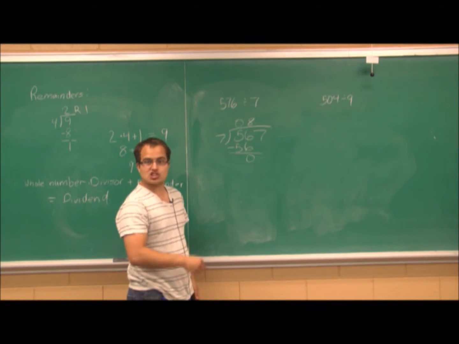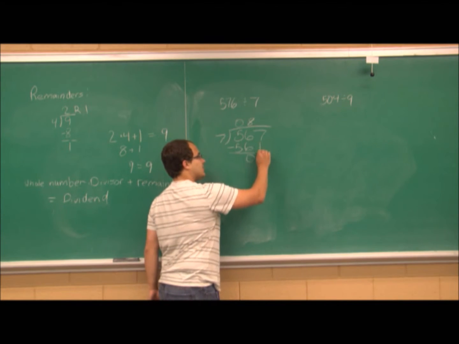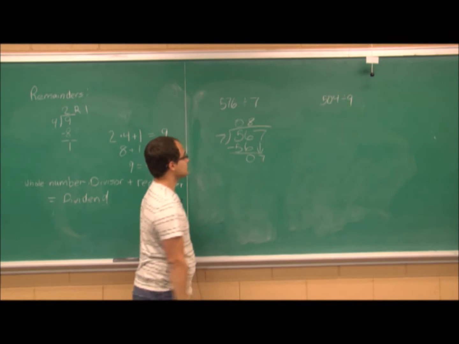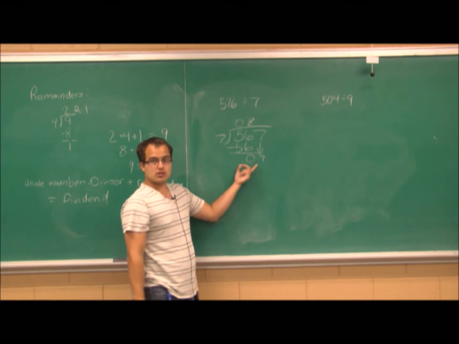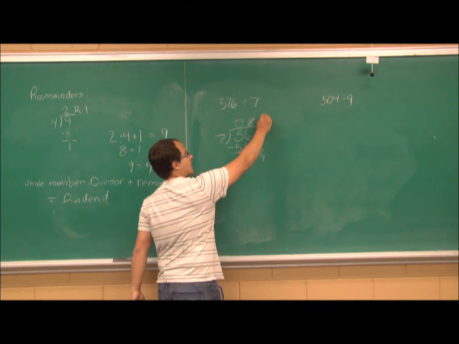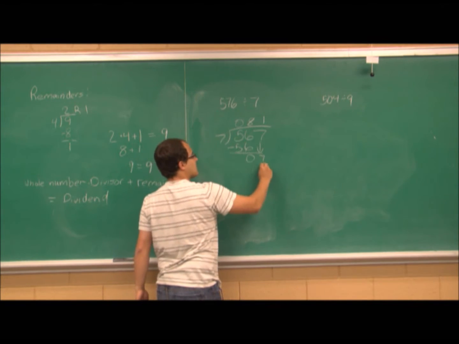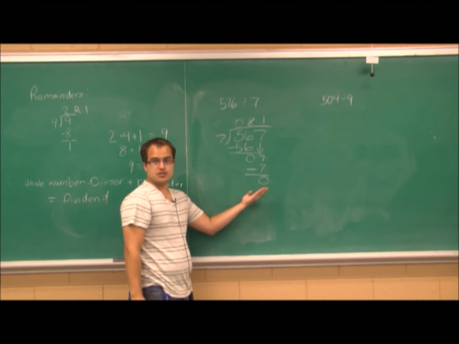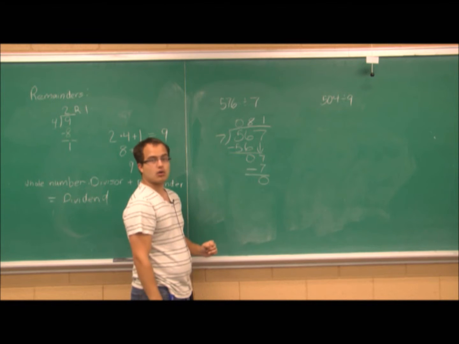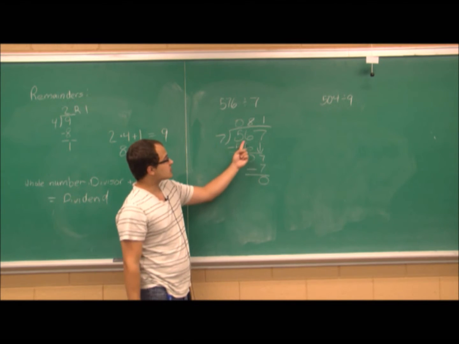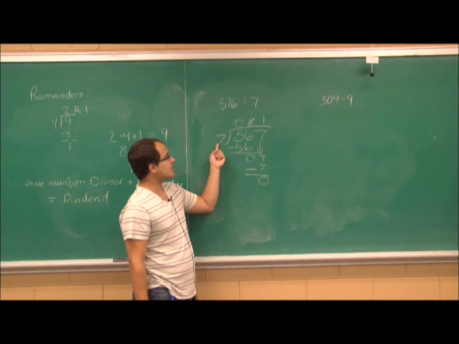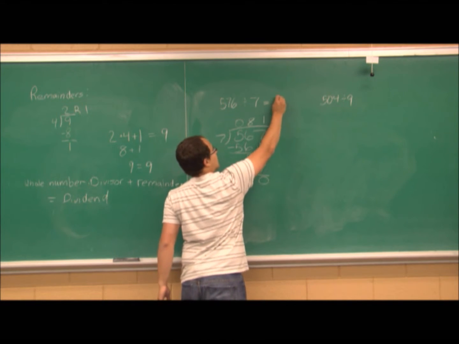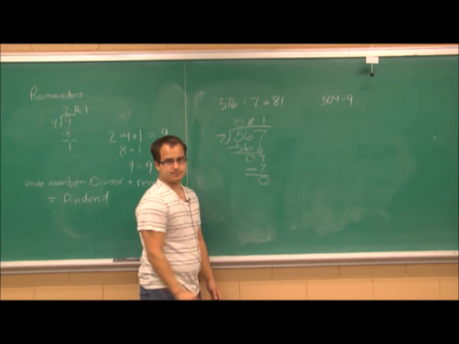After you do a subtraction, you will always drop the next digit. Does 7 go into 7? Yes, 1 time. 1 times 7 is 7. Subtraction. 7 minus 7 is 0. 0 is less than 7, so that checks out. What this means is 576 divided by 7 equals 81.